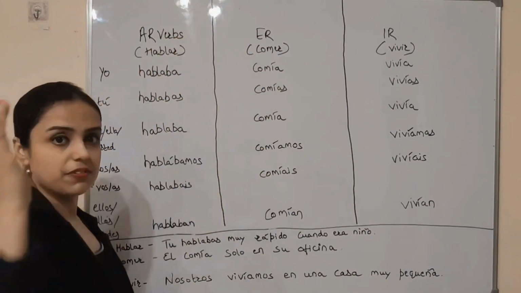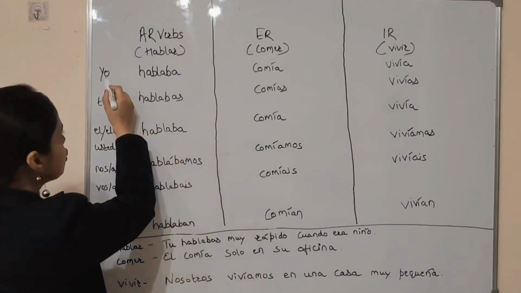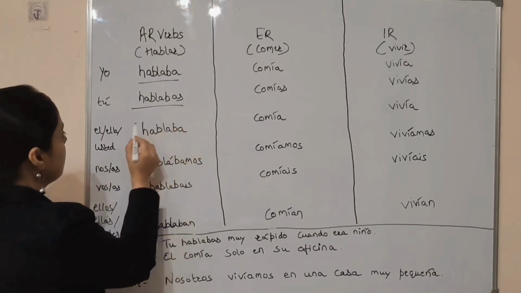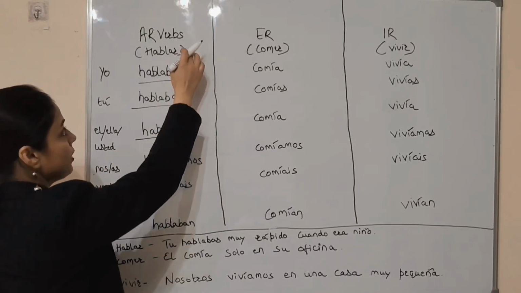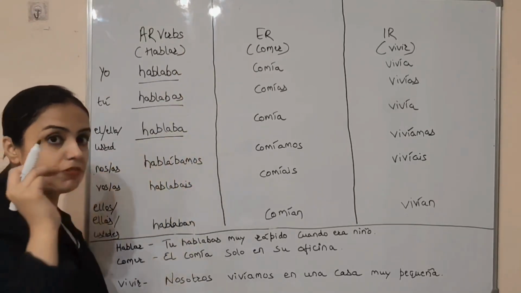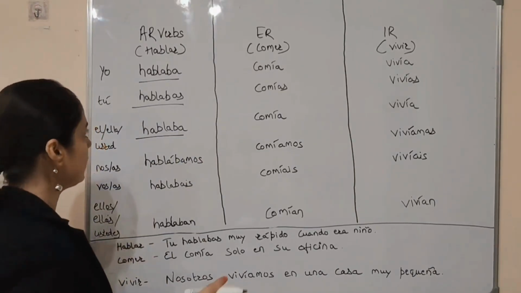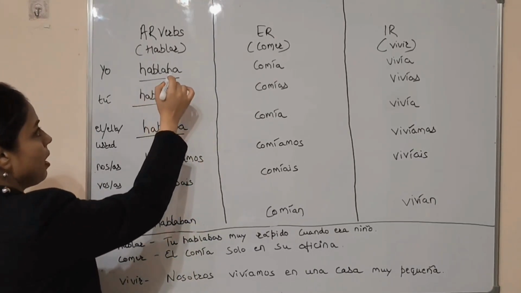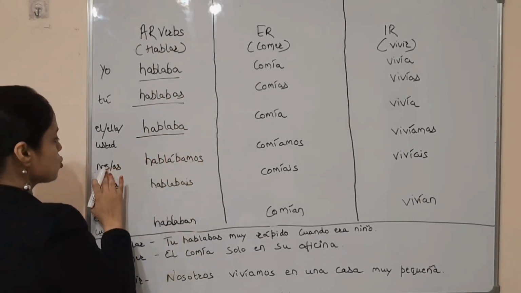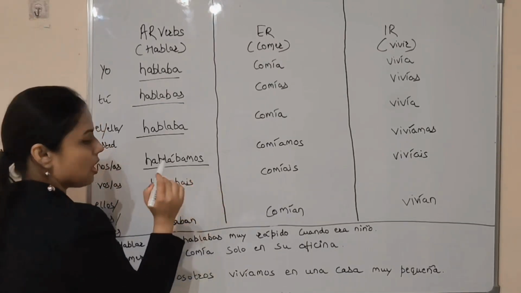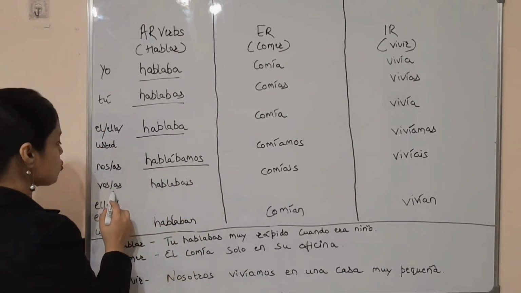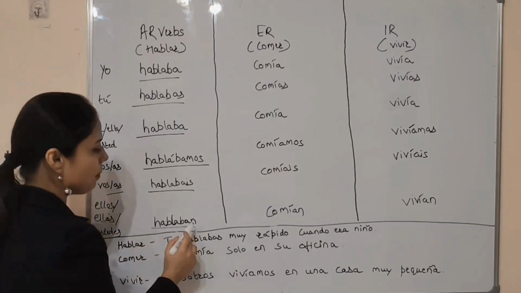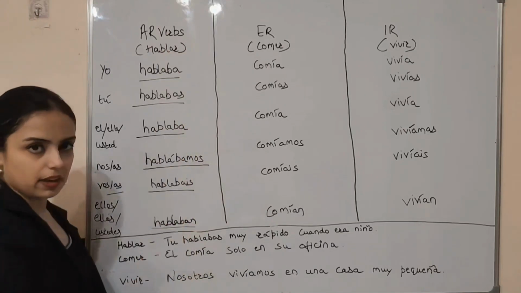So for AR verbs, if I talk about hablar, then yo hablaba, tú hablabas, él, ella, usted hablaba. So here yo and él, ella, first person and third person singular, both are hablaba. Vale? Hablaba, hablabas, hablaba. Then nosotros, nosotras hablábamos, vosotros, vosotras hablabais, ellos, ellas, ustedes hablaban. This is the conjugation for AR verbs.